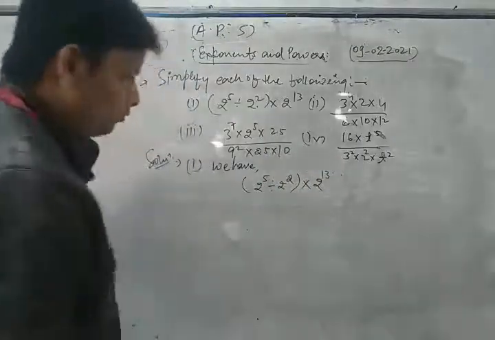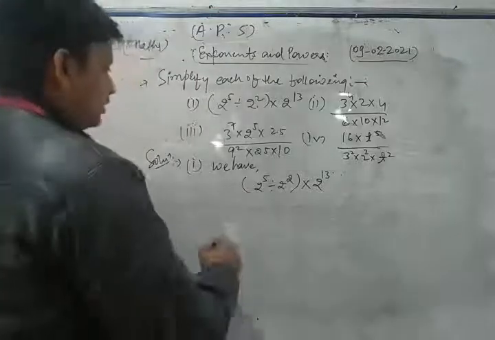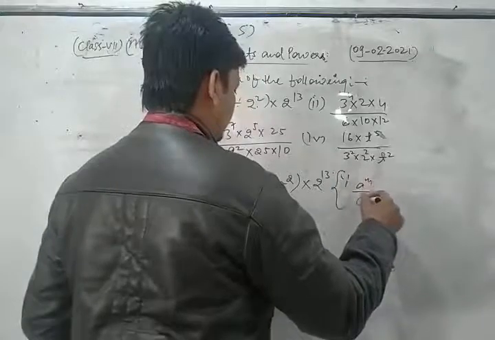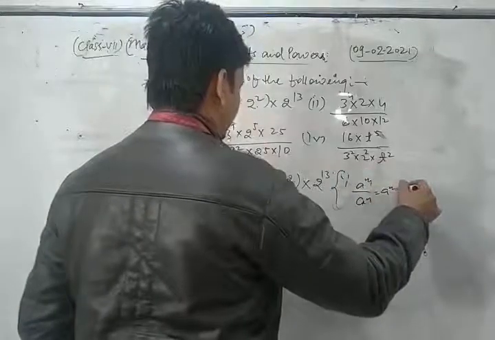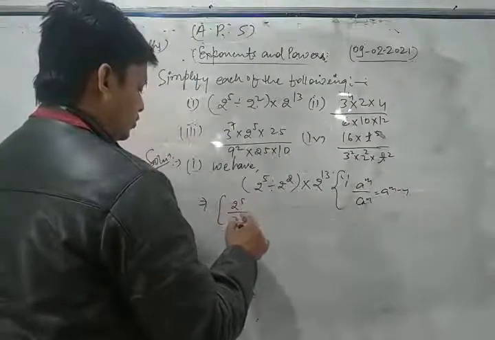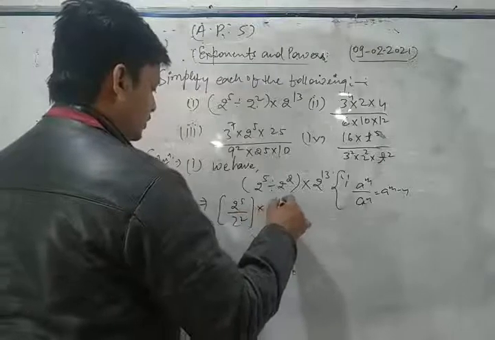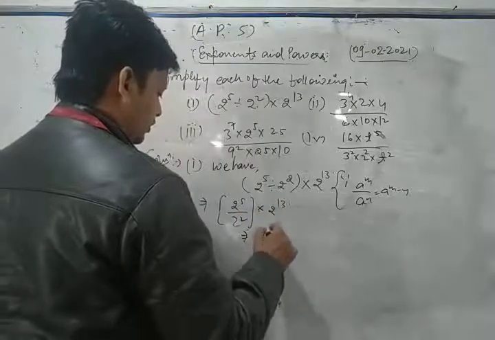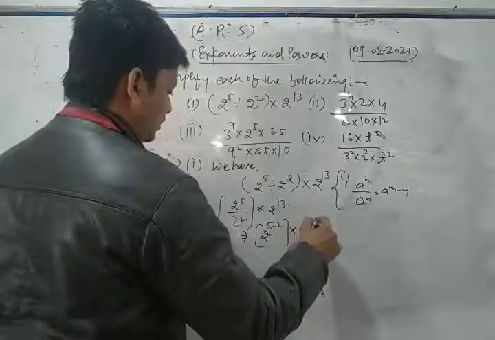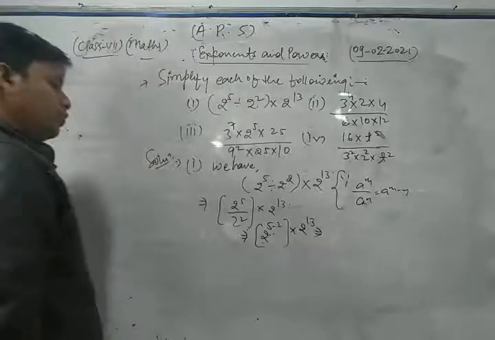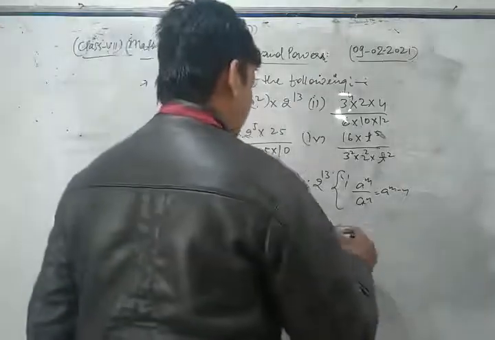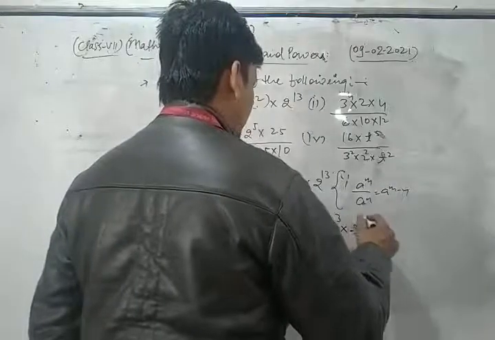Since we know that a power m upon a power n is equal to a power m minus n, here we apply that law of exponents. So we write 2 power 5 upon 2 power 2 multiplied by 2 power 13 as 2 power 5 minus 2 into 2 power 13. 5 minus 2 is 3, so here we write 2 power 3 into 2 power 13.